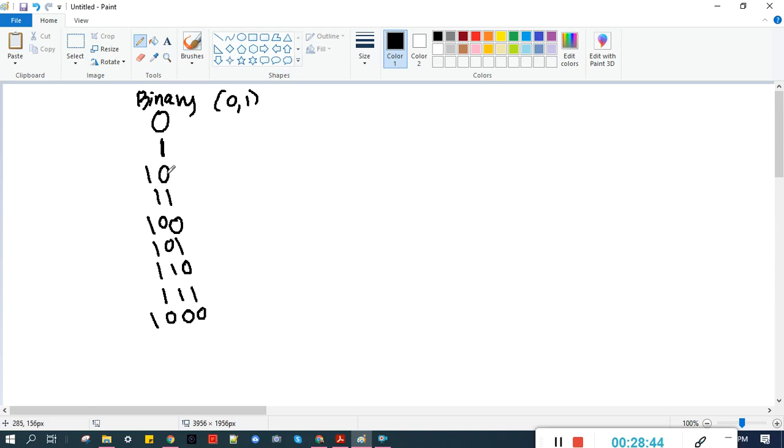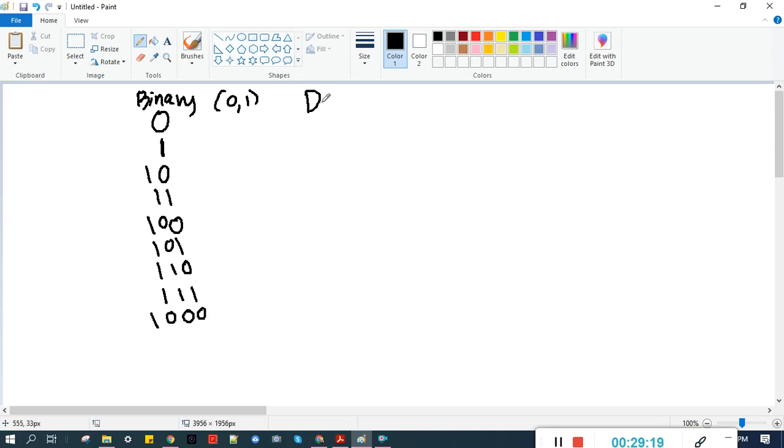So that's how you count in binary. You just start adding 1 to the least significant digit, and if it's already filled, you go to the next higher digit. So 0, 1, 10, 11, and then 100. This is 101, then 110, then 111, then 1000.